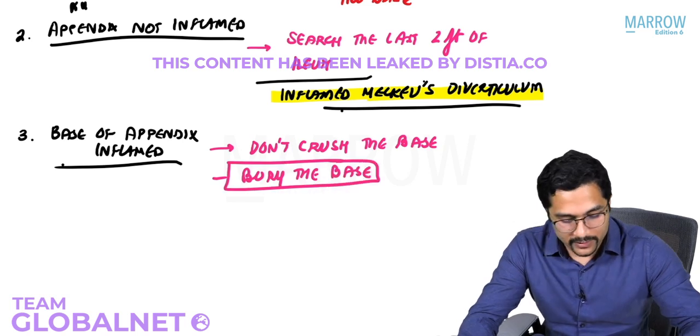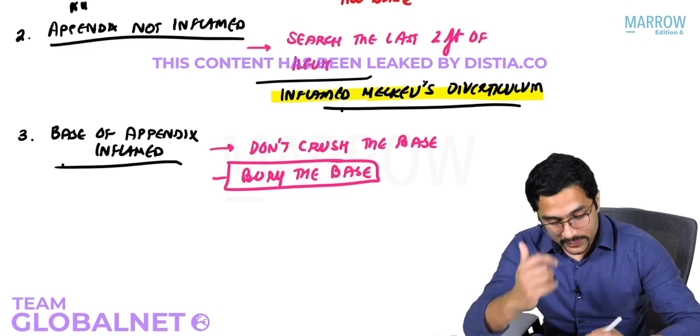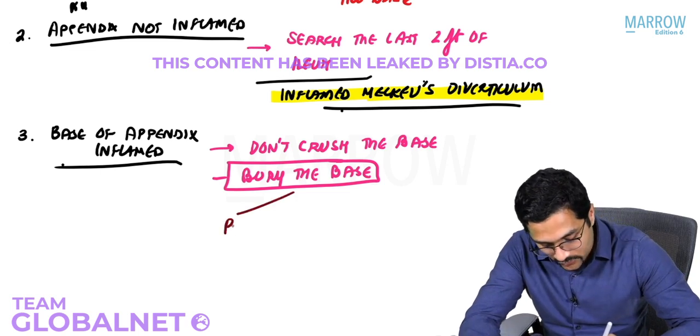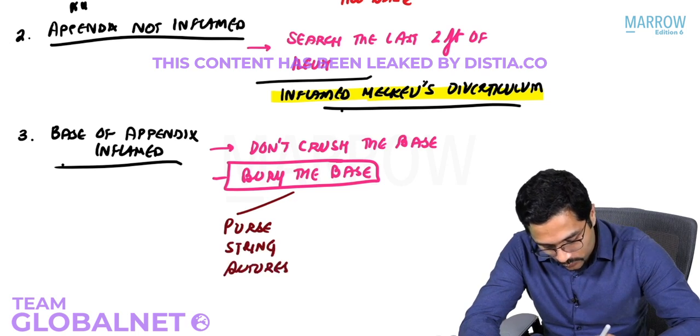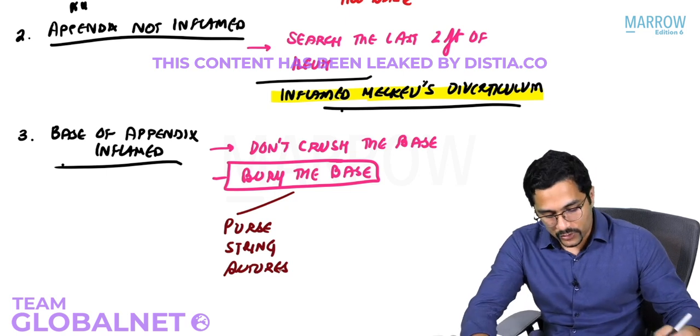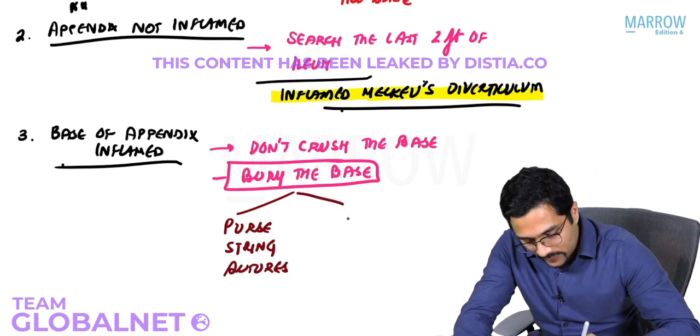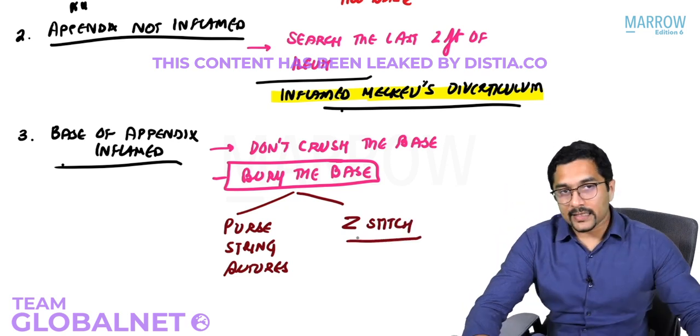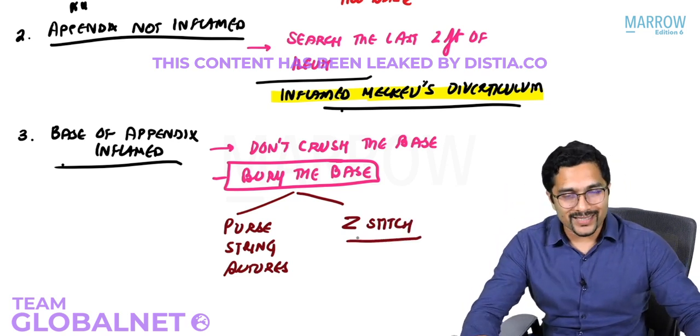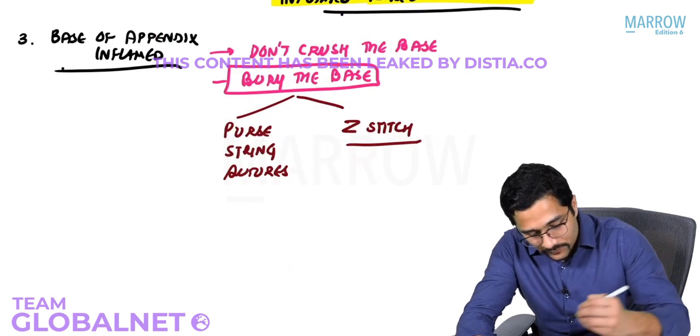And there are 2 ways to bury the base of the appendix. I've already spoken in detail about purse string sutures in the module on suturing techniques, and I've also shown you how a purse string suture looks. Or we carry out a Z stitch. These are the 2 techniques which we use to bury the base of the appendix.